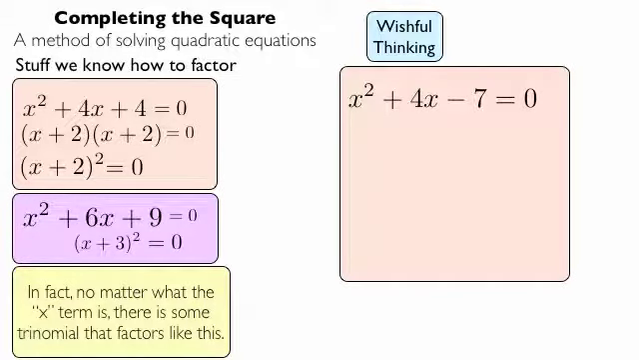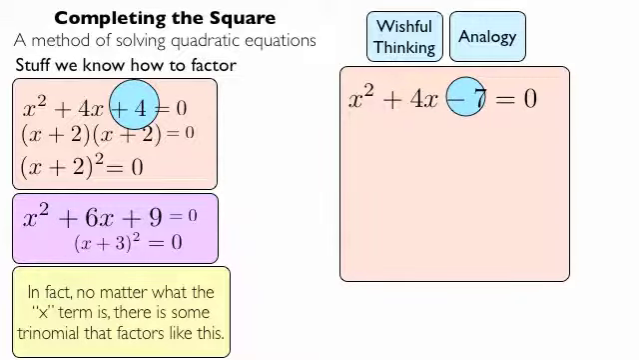Well, the two strategies we're going to use are wishful thinking and analogy. Look at these two quadratic equations. The one on the left has a plus 4, and the one on the right has a negative 7. So they're alike in every single way, except for the fact that they differ in their constant term. We wish that we could make the one on the right look more like the one on the left, because we know how to factor the one on the left. That's simple.